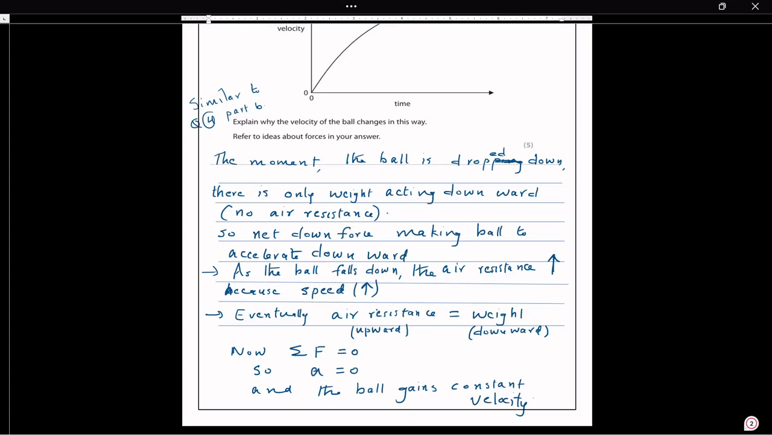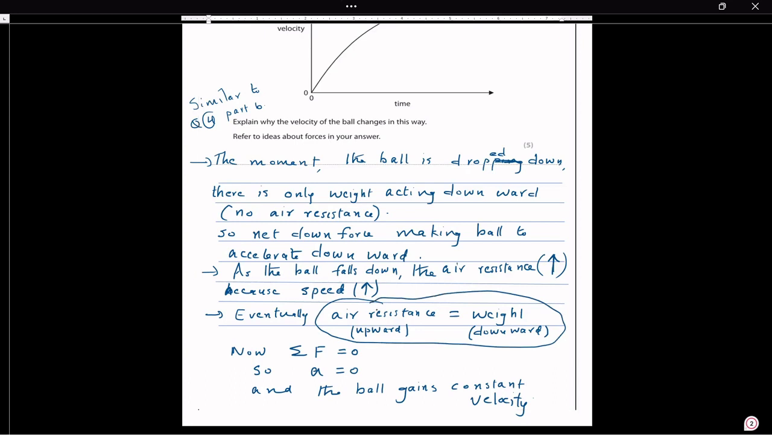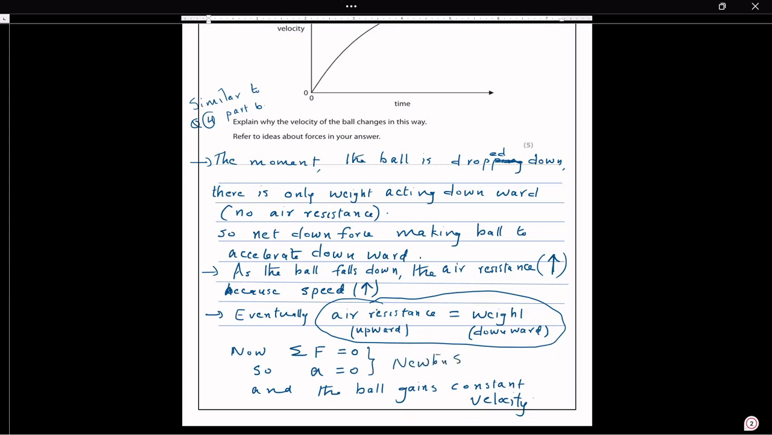I put it in 3 steps. In the beginning, initially, there is no air resistance, there is only a net downward force, therefore it is accelerating downward. But as the ball falls down, the air resistance increases because the speed increases. Eventually, the two forces, the upward force and the downward force, become equal. The net force becomes zero, so the acceleration is zero according to Newton's second law, and the ball gains constant velocity.